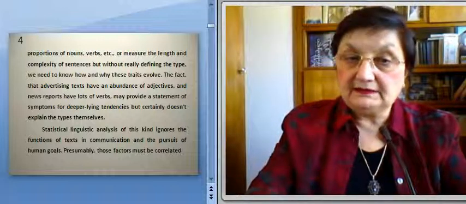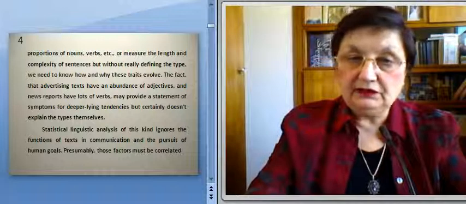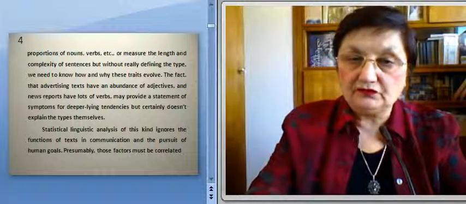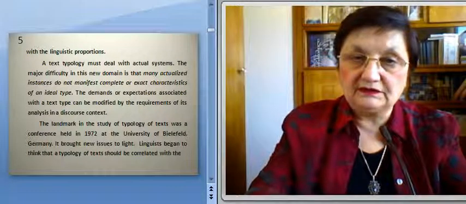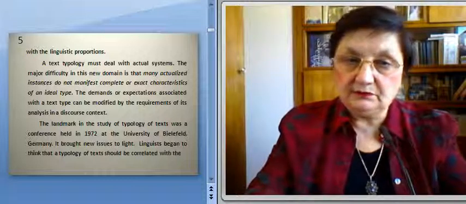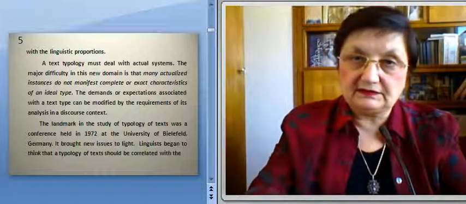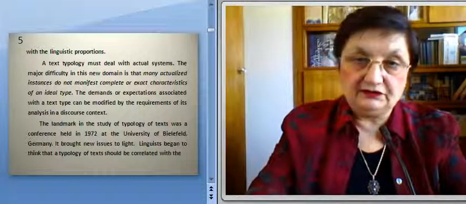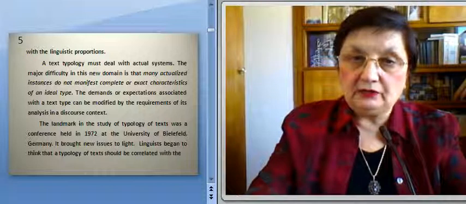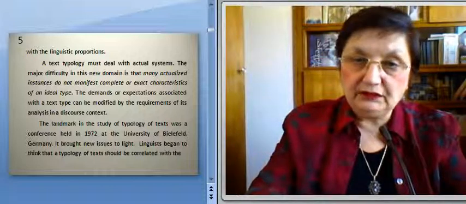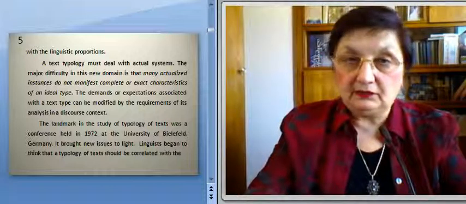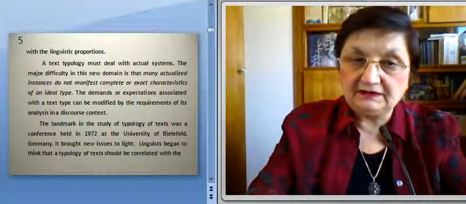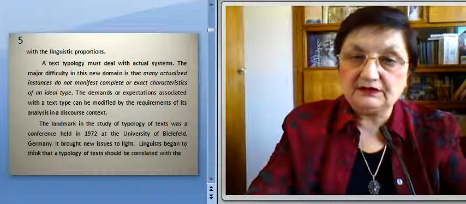Statistical linguistic analysis of this kind ignores the functions of text in communication and the pursuit of human goals. Presumably, those factors must be correlated with the linguistic proportions. A text typology must deal with actual systems. The major difficulty in this new domain is that many actualized instances do not manifest complete or exact characteristics of an ideal type. The demands or expectations associated with a text type can be modified by the requirements of its analysis in a discourse context.